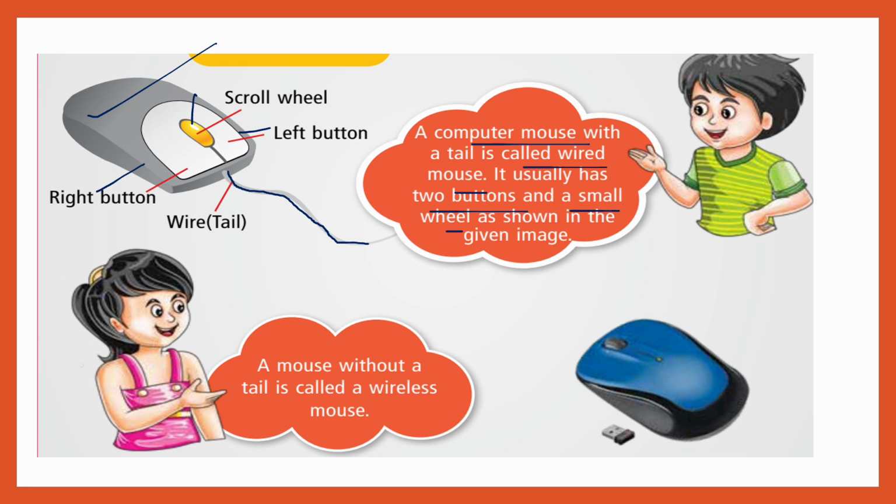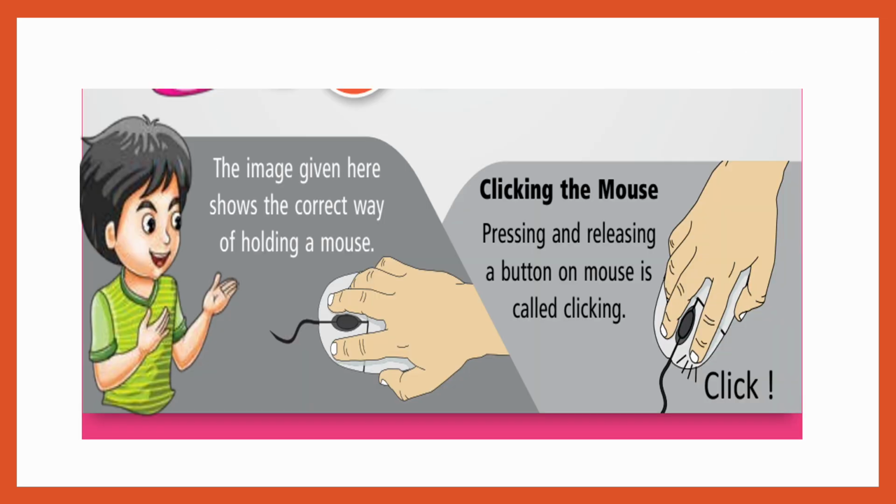A mouse without a tail is called a wireless mouse. See, this is a mouse without a tail. It is called a wireless mouse. The image given here shows the correct way of holding a mouse. See, this is the correct way of holding a mouse.